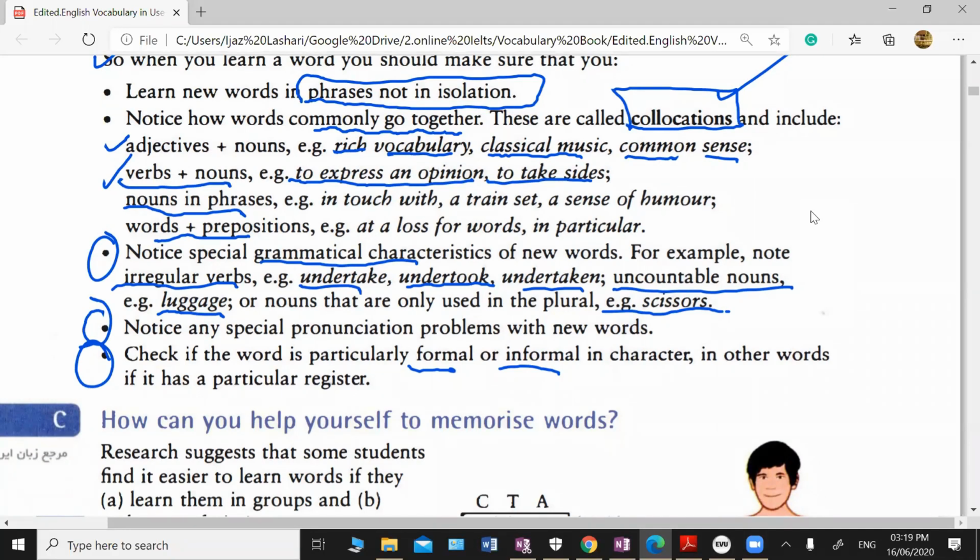We can use words with prepositions, and then you should also notice certain things. You should notice whether the word is regular or irregular, for example undertake, undertook, or whether it is countable or uncountable. Or also notice if it has some singular and special plurals, pronunciation issues or not, or if the word is formal or informal. So this is something we have studied so far.